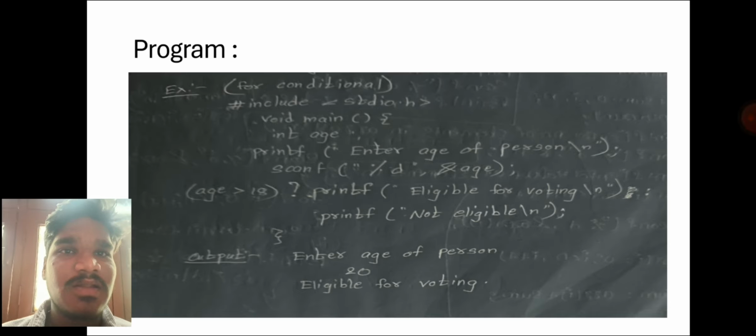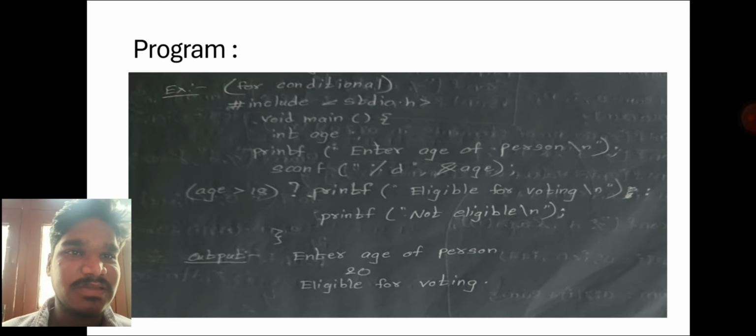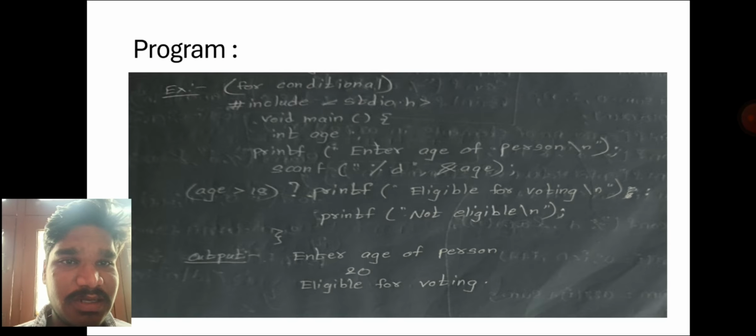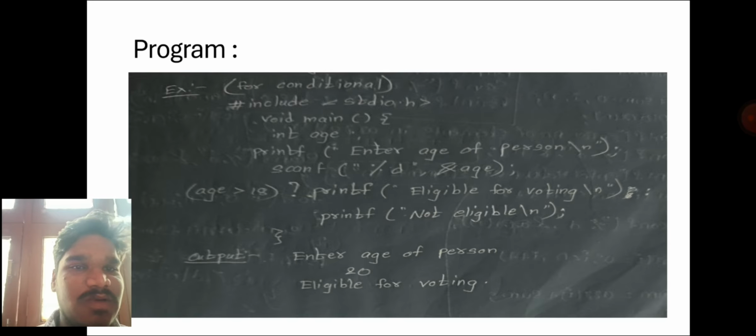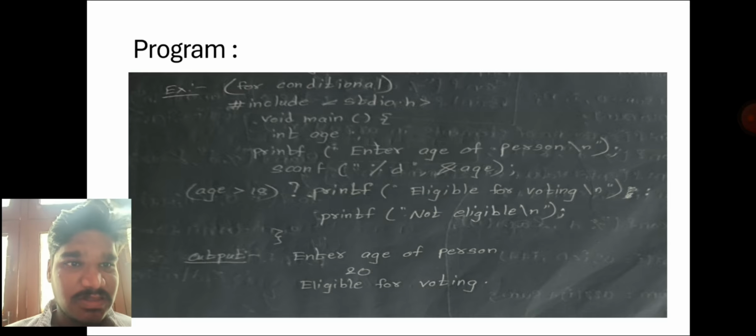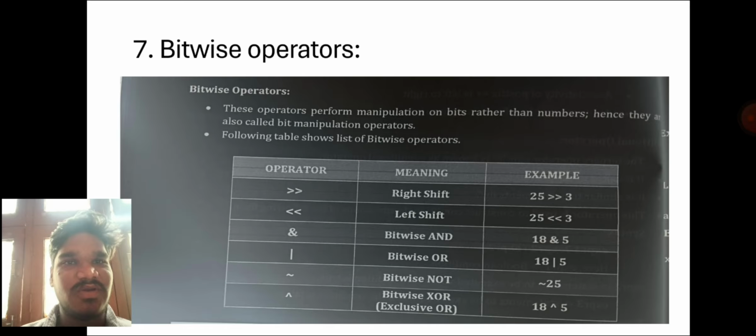Here is the program for conditional operators. Preprocessor, header file, int main, int age, printf statement, scanf statement. And here is the conditional operator: age greater than or equal to 18, question mark, print eligible for voting. Here the user enters the age of the person as 20. They are eligible for voting.